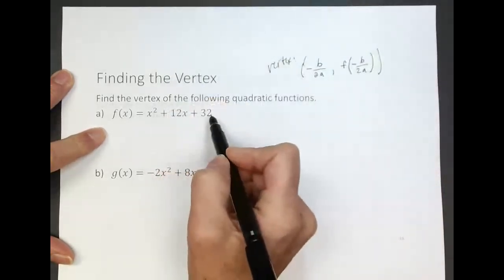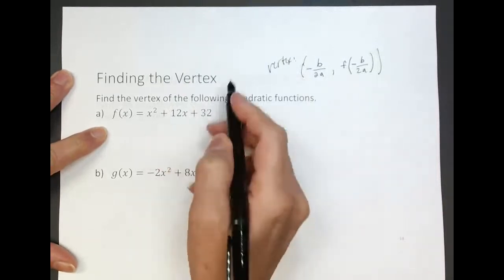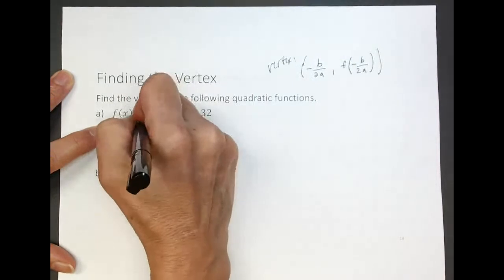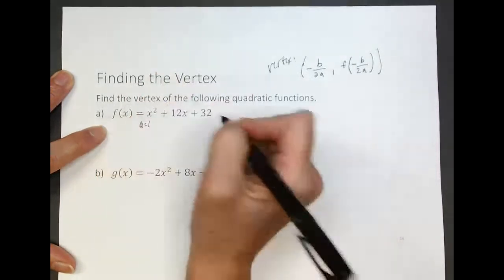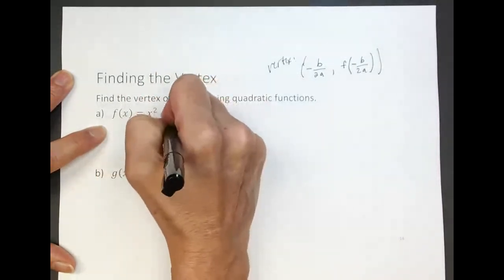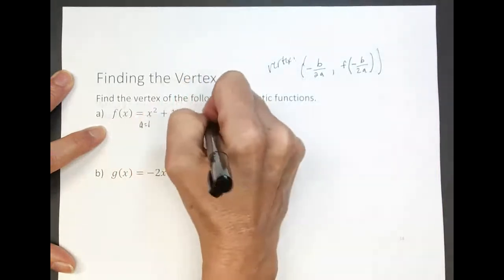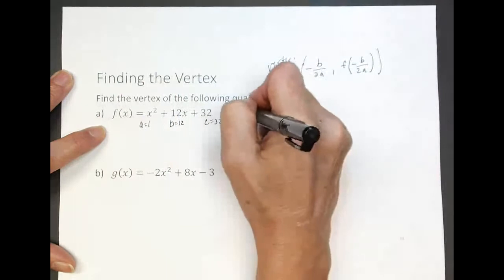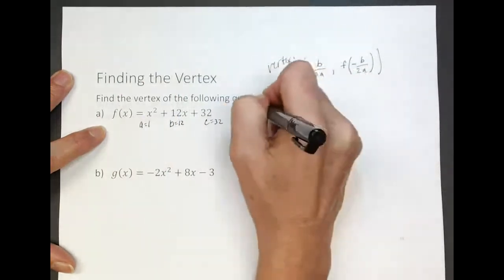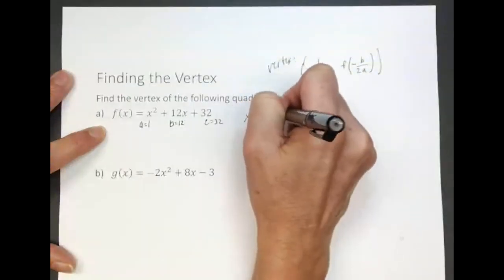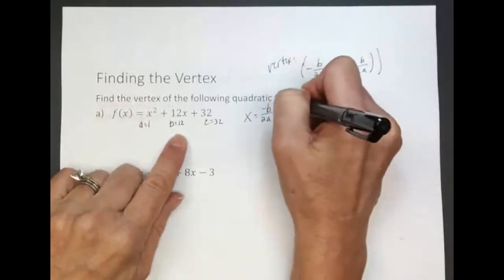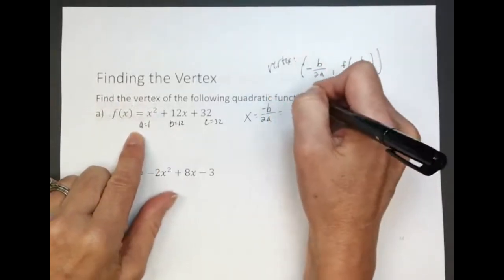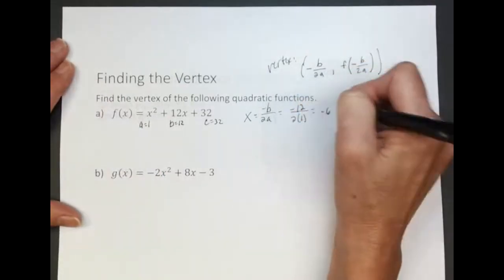What is a, b, and c on this function f of x? Well, there's no value in front of the x squared. That means the a is 1, right? The b, of course, is 12, and the c is 32, right? So that means that the x coordinate of the vertex, negative b over 2a, is going to be negative 12 over 2 times a, that's 1. Negative 12 divided by 2 is negative 6, right?